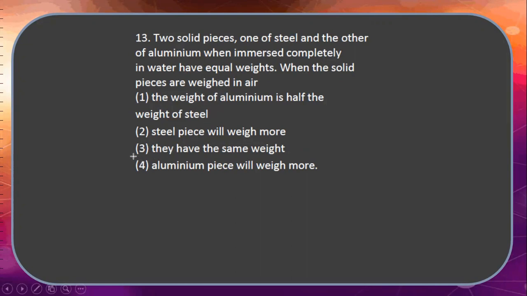That means in air, if the aluminum piece has more weight than the steel, then it will show equal weight in the liquid. Actually, the density of the steel is more than that of the aluminum. So even though both the aluminum piece and steel piece, if they are immersed, are showing equal weights, to show the equal weights, aluminum should have more weight in the air. Then it will show equal weight whenever dipped in the liquid along with that steel.